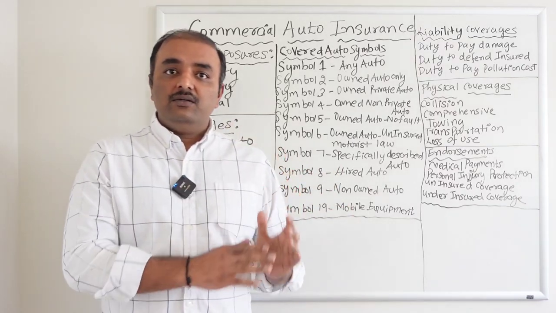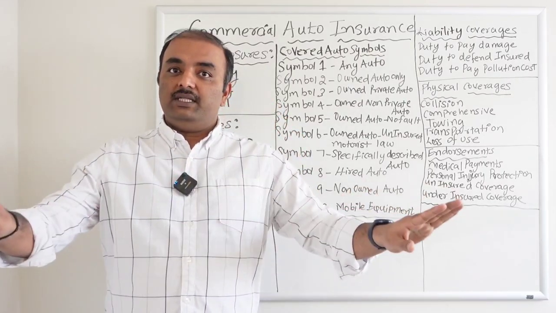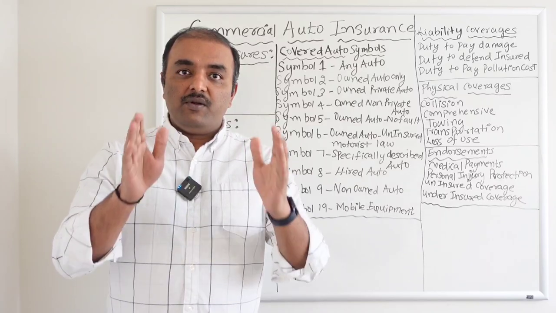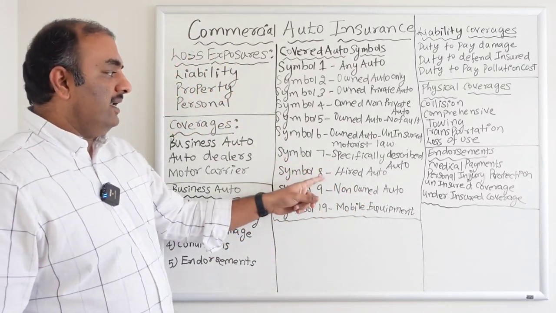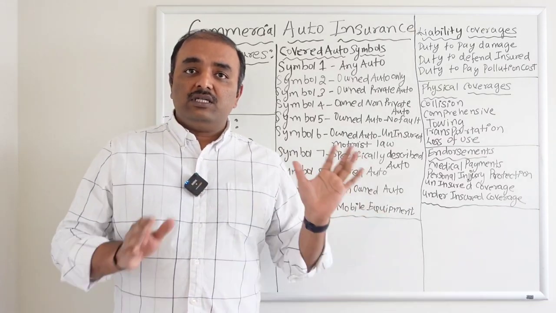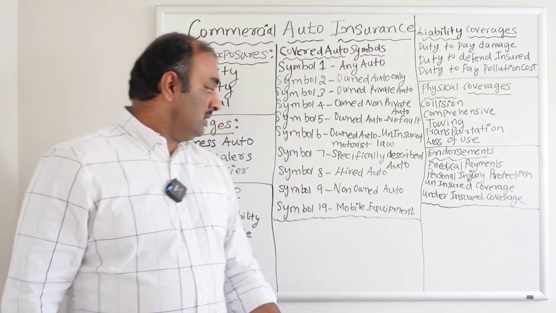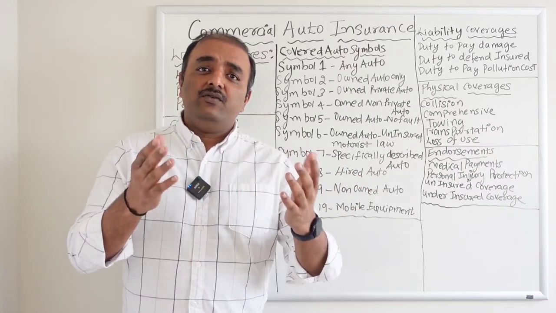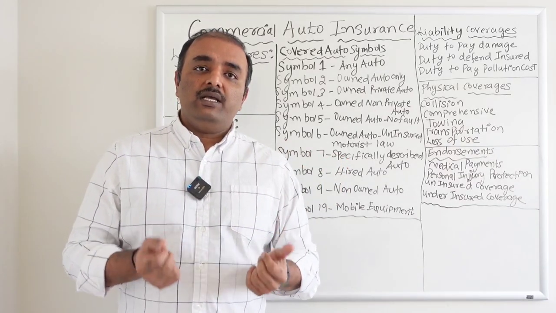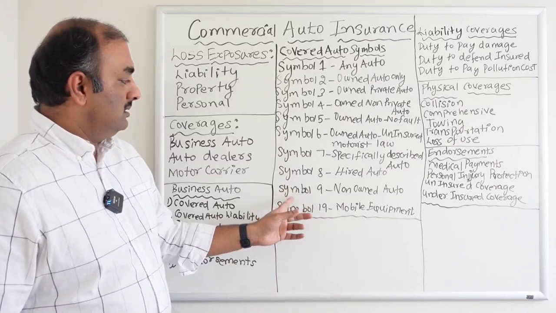In this scenario, if your auto is not described in the policy, then there is no coverage. So you have to mention your car explicitly in the policy. Then you use symbol 7. Symbol 8, hired autos. This coverage will be given only if you have hired autos, not your own autos. Symbol 9, non-owned autos. Similarly, say you have an employee and your employee wants to use his own car for your business purpose. Then you use symbol 9.